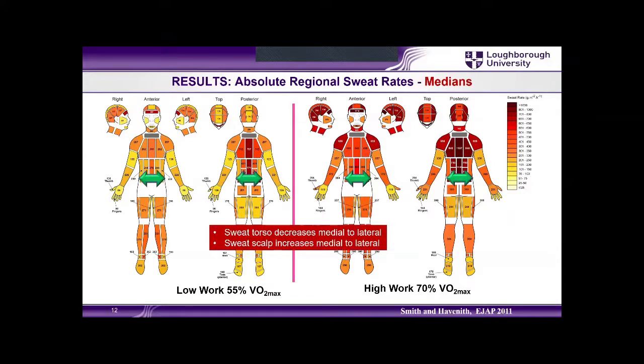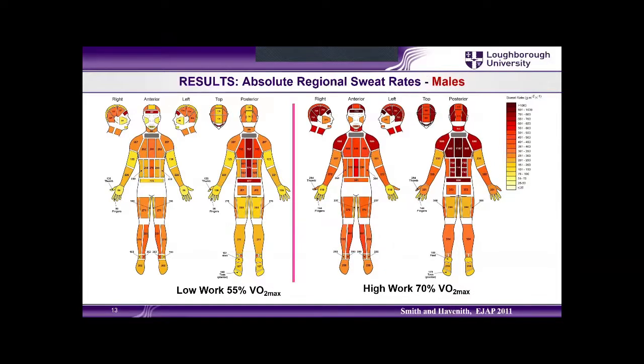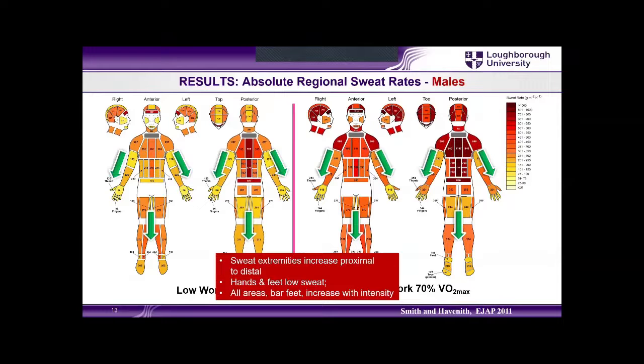The first thing here is, if you look at the torso, you see that sweat decreases from medial to lateral. And at the scalp, this is actually the opposite way. It increases from medial to lateral. Then on the extremities, so upper arm to lower arm and upper leg to lower leg, we see an increase from proximal to distal. Interestingly, the shoulder has a high sweat rate, then the upper arm a low one, and then the lower arm, again, a higher sweat rate. Hands and feet have low sweat.